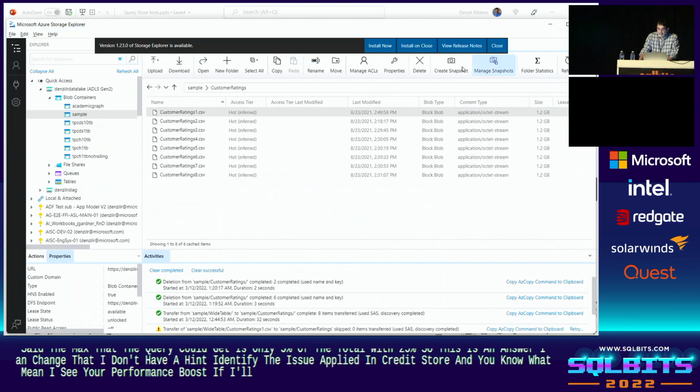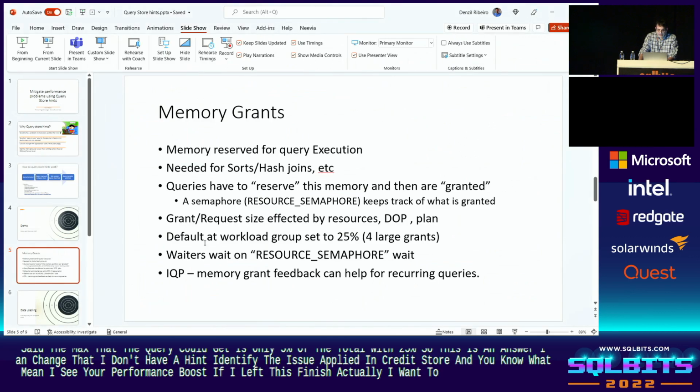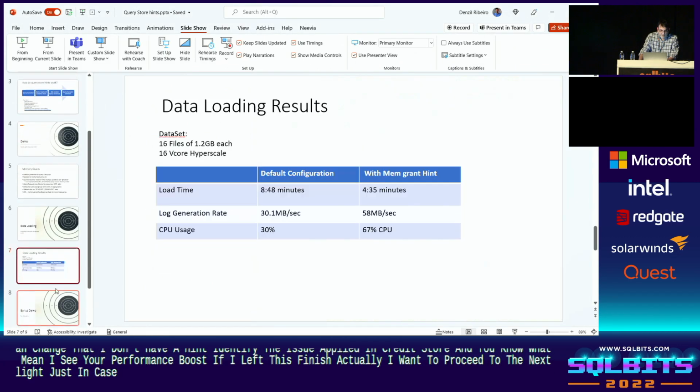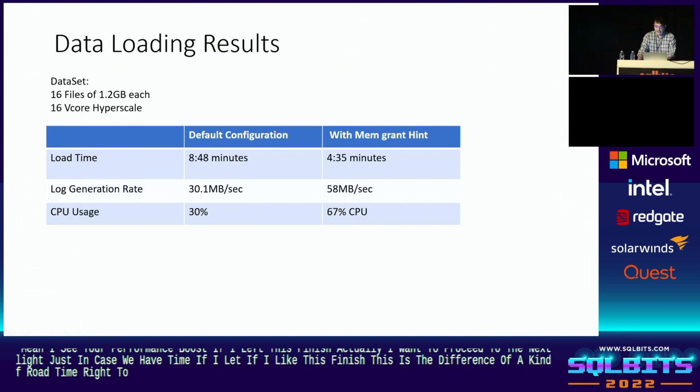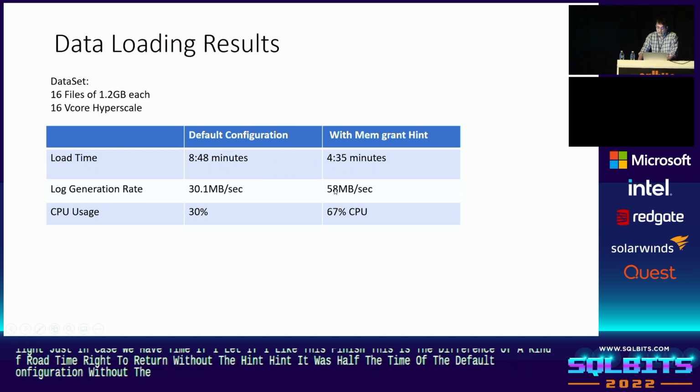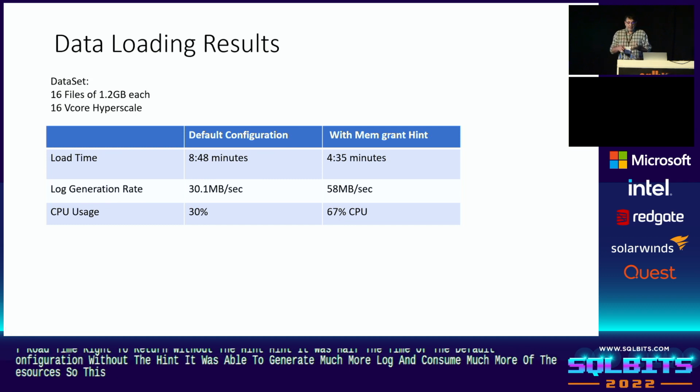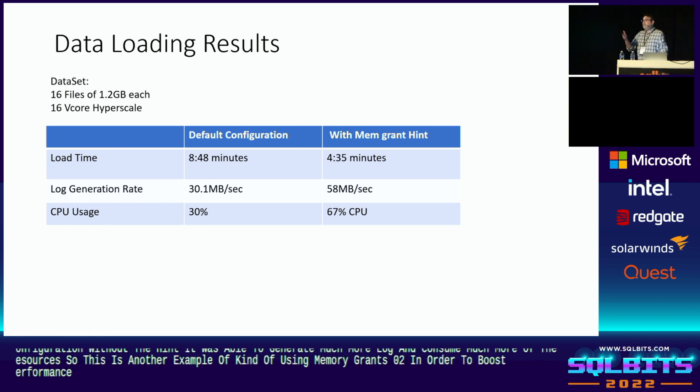If I let this finish, actually, I want to proceed to the next slide just in case we have time. This is the difference in load time with and without the hint. With the hint, it was half the time of the default configuration without the hint. It was able to generate much more log and consume much more of the resources. So this is another example of using memory grants in order to boost performance in a place where you can't change the application.